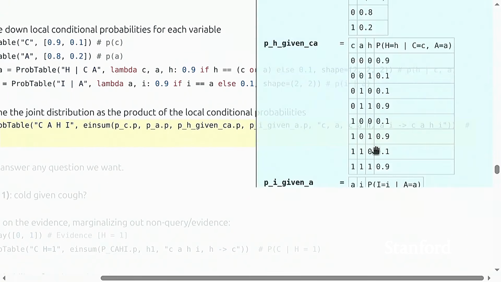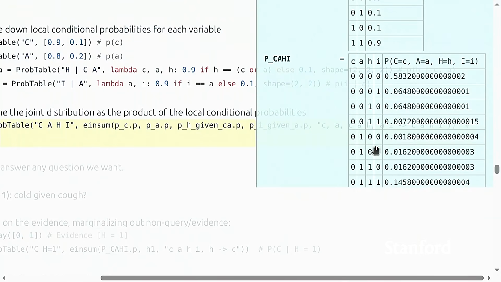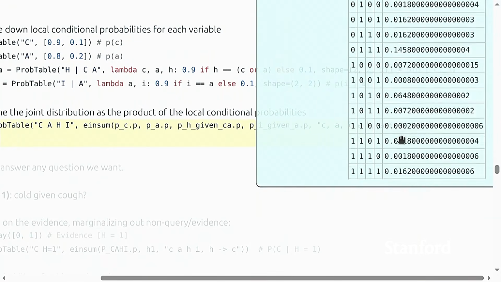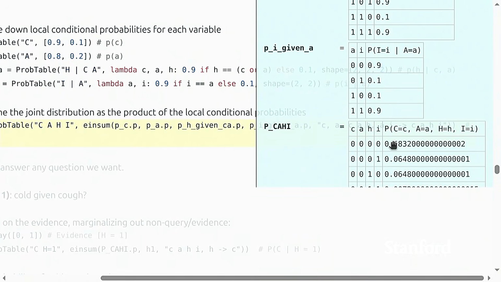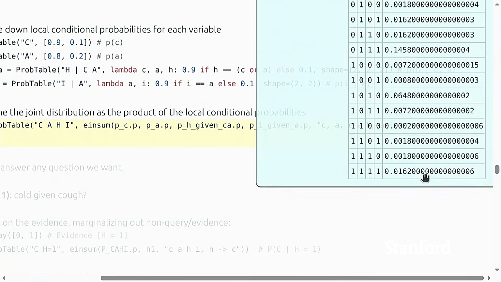Okay, so that gives me this database table of probabilities, and you can spot check things here. So most of the time, 0.6% of the time, nothing is happening. And the probability that you have a lot of things going wrong is much lower.